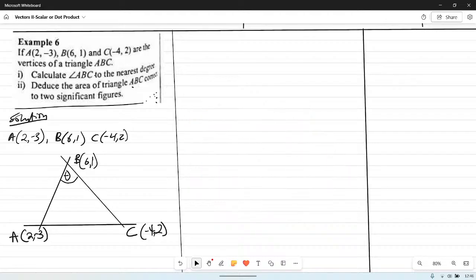So let's find the angle first. Let's let these vectors diverge. Let me align the diverging vectors. So in this case, BA and what? BC. So BA dot BC is equal to the magnitude of BA times the magnitude of BC times cos theta.